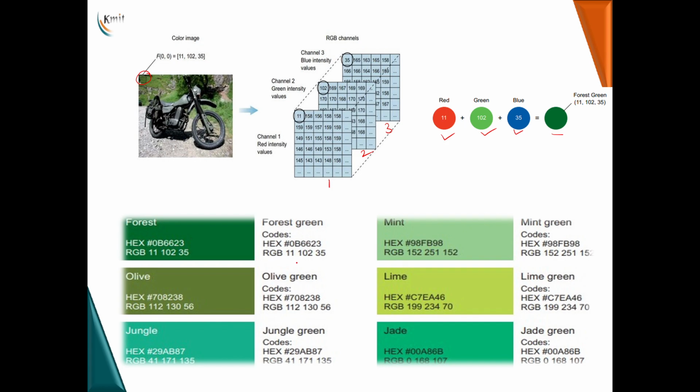So you can see below here, forest green is formed by the combination of intensity of RGB, and this is the hex code for that particular color. This is the hex code of olive, which is formed with these three intensities and so on.